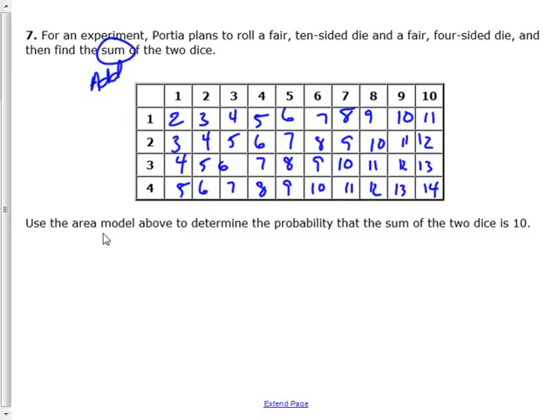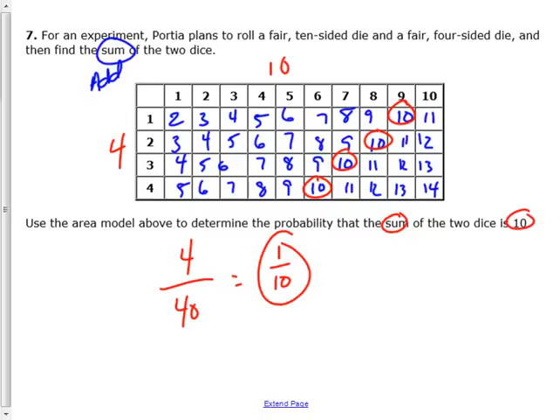So again, we're using the area model above to determine the probability that the sum of the dice is 10. So I'm looking for all the 10s. So I have 1, 2, 3, 4 10s. 10s don't show up anywhere else. So that means I have 4 out of, okay, take a look here. I have 4 here and I have 10 here. So 4 times 10 is 40. And I can simplify that to be 1/10.